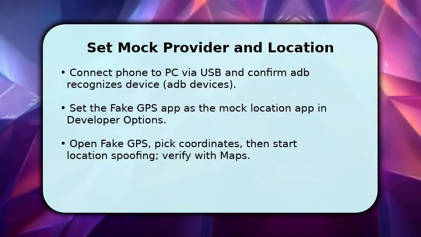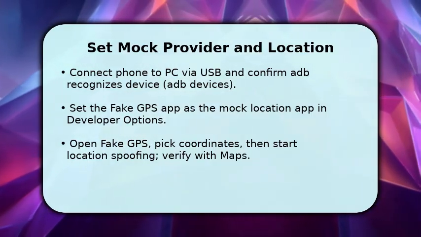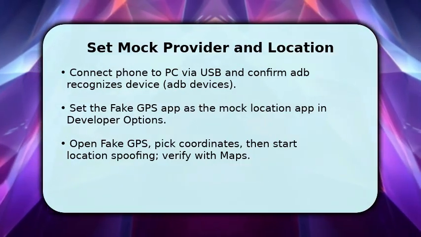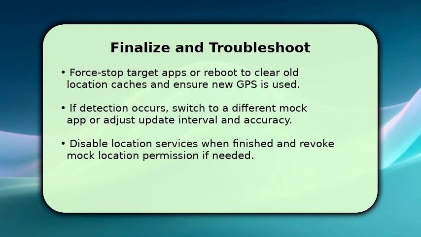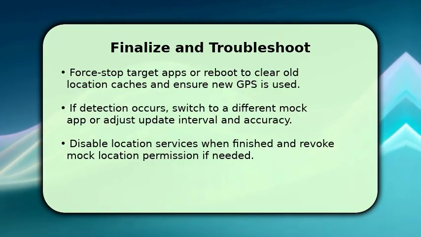Make sure to verify by opening Google Maps or a location-aware app. This confirms the phone receives the spoofed signal rather than a cached GPS reading. To finalize, force stop or restart any apps that use location so they accept the new mock coordinates and confirm continuous updates in the fake GPS app.